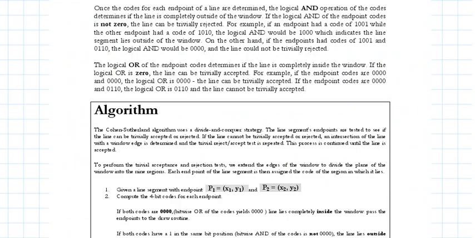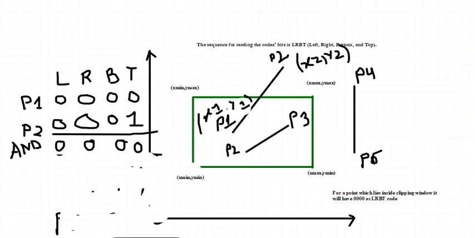So what was the essence of the discussion? If the bitwise AND operation of the LRBT codes for both the endpoints of the line is all zeros, the line can be partially accepted, and if at some location of the bitwise AND operation we have a non-zero value, or 1 as value, then the line will be trivially rejected.